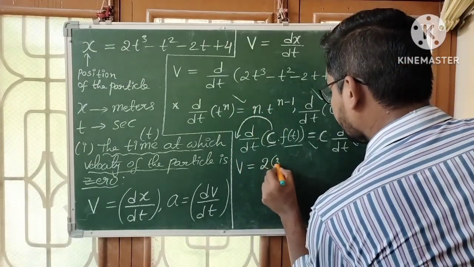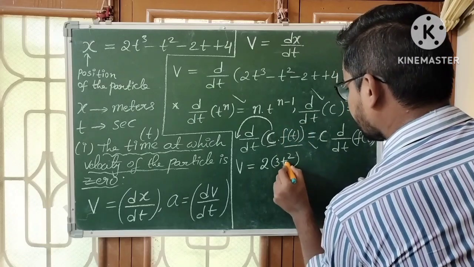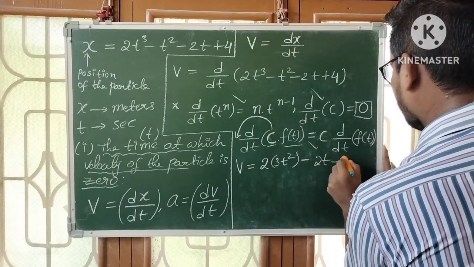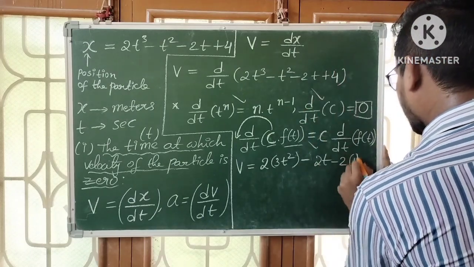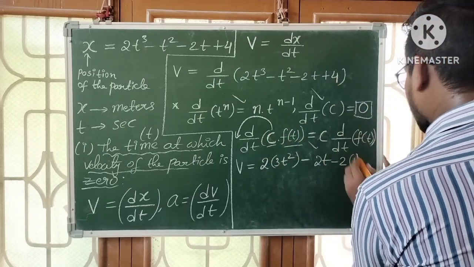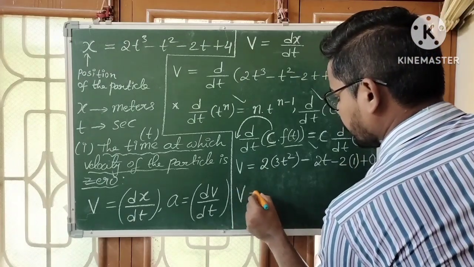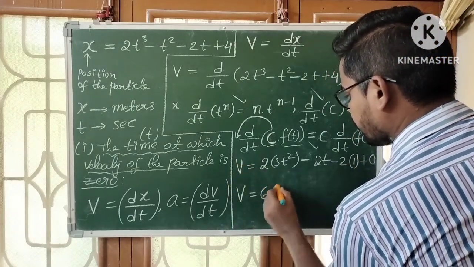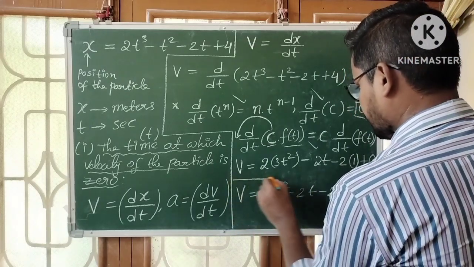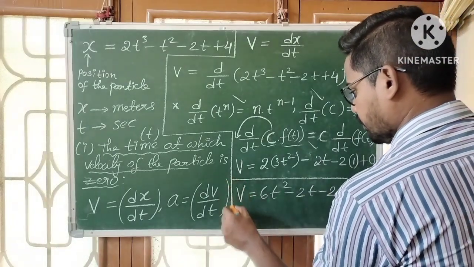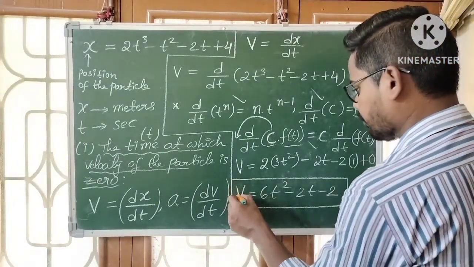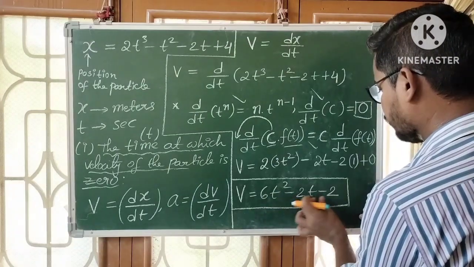So 3 into t power 3 minus 1, that is 3t square, minus the derivative of t square, 2t, minus 2 times the derivative of t, which is 1. Now use this formula, you will get 1. And the derivative of a constant is equal to what? 0. Therefore, velocity v is equal to 6t square minus 2t minus 2. This is the expression for velocity as a function of time.